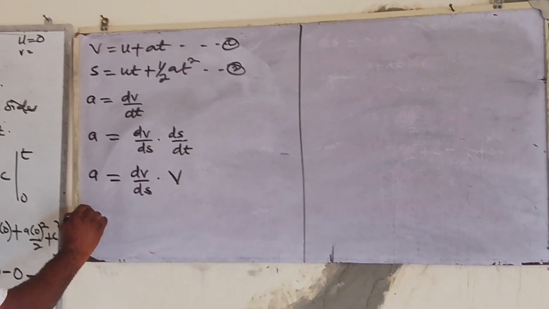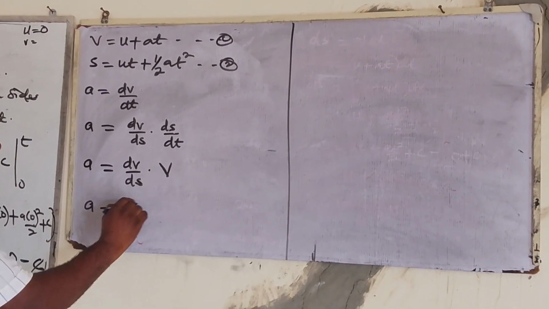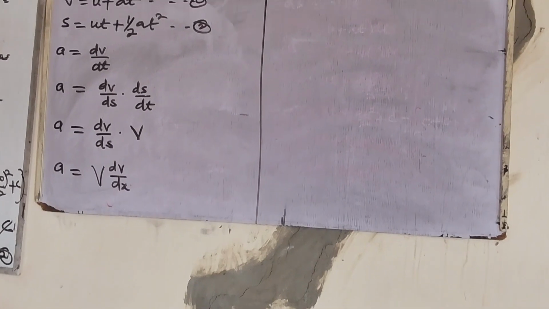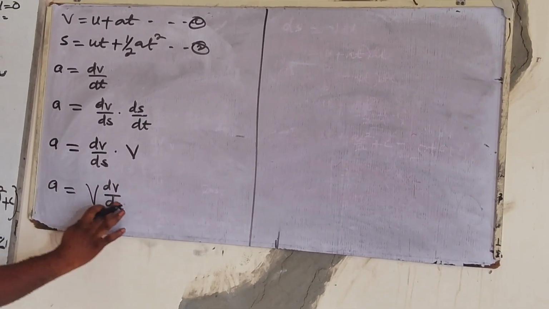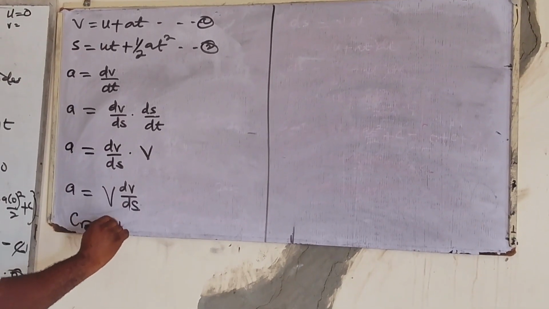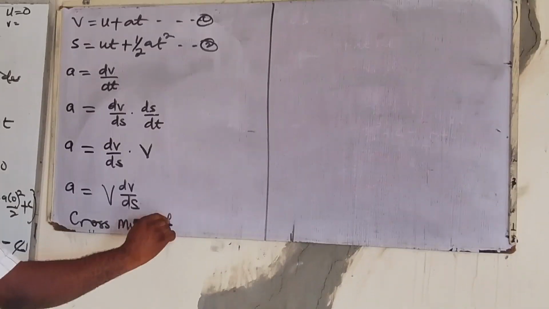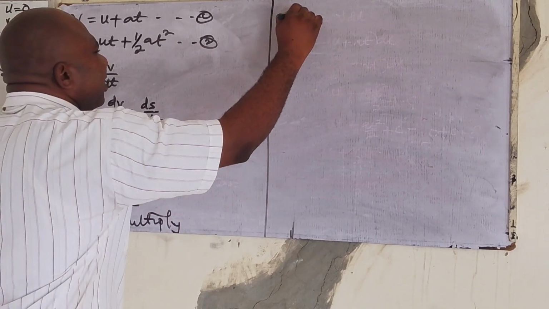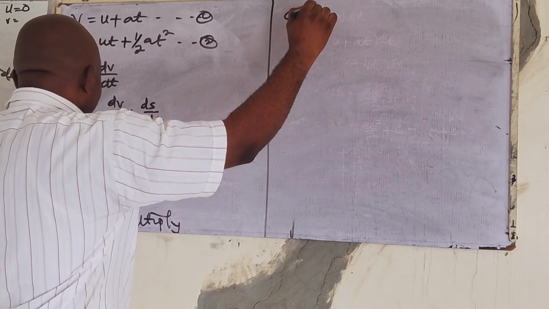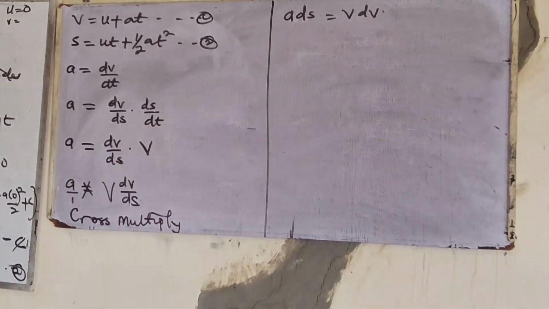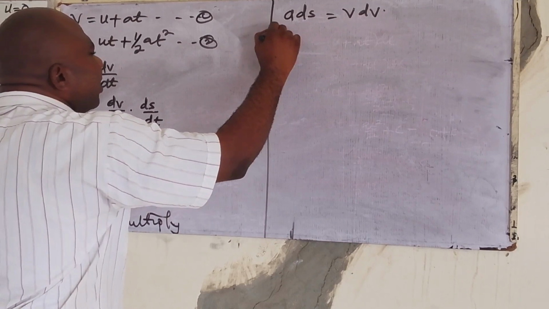So it means a is equal to dv all over dx times v. Now let's cross multiply. When you cross multiply, because this is all over 1, what you have here will be a dx will be equal to v dv. Now integrating both sides.